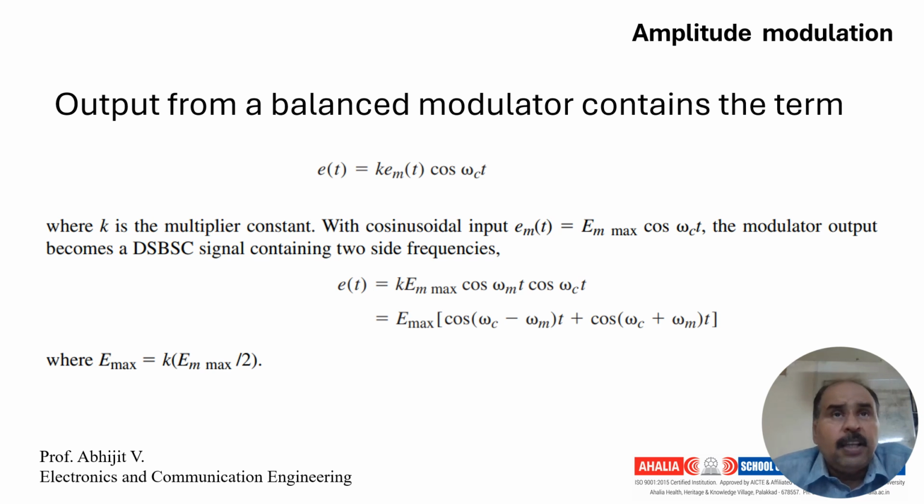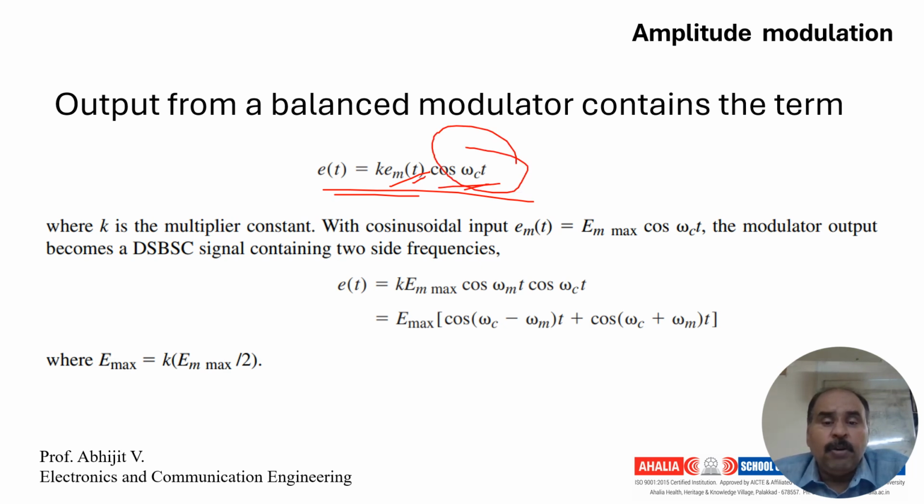So let us mathematically write the equations for the balanced modulator. Let us consider the output from the balanced modulator to be E of t equals K EM of t cos omega c t, where EM is the message signal, cos omega c t is the carrier signal, and K is a multiplier constant. With the cosinusoidal input EM of t equal to EM max cos omega m t, the modulator output becomes a DSB-SC signal containing only two side frequency components.